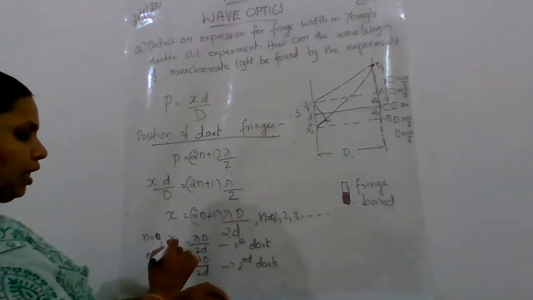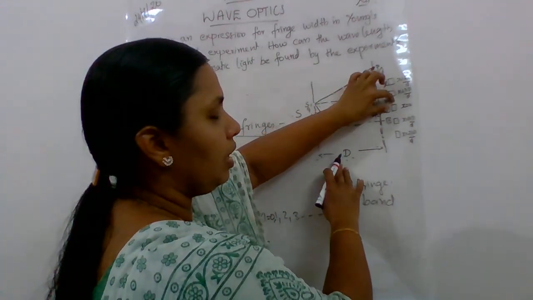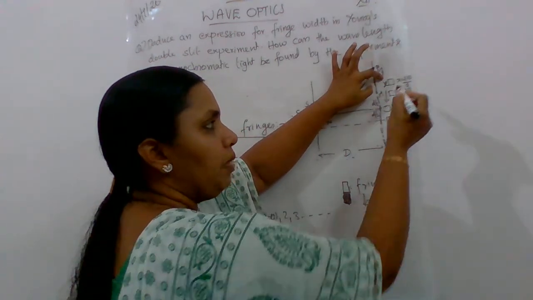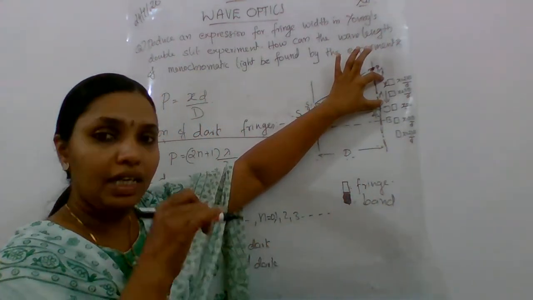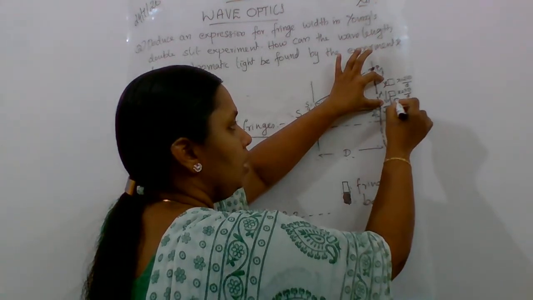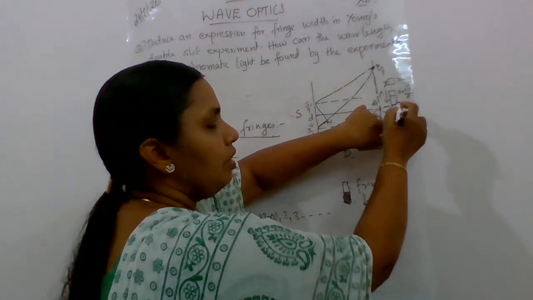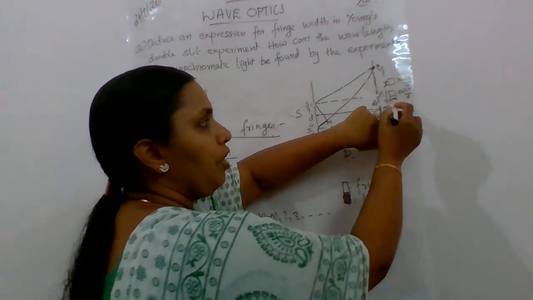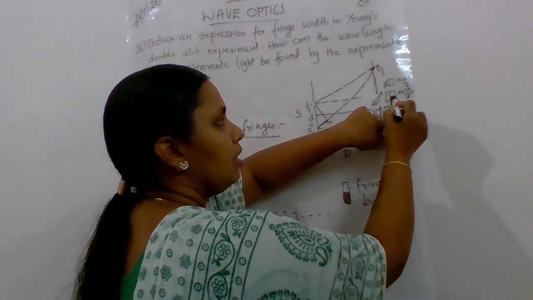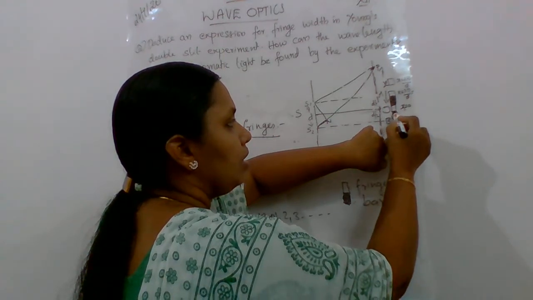So where will it be? x is equal to lambda D by 2d. Where will that lambda D by 2d come? Here x is equal to 0 and here it is lambda D by d. So half of lambda D by d comes between these. If this is 0 and here it is, say, 5, it will be at 2.5. So in this region in between we will get the dark. Same way on this side also, here it will be dark.